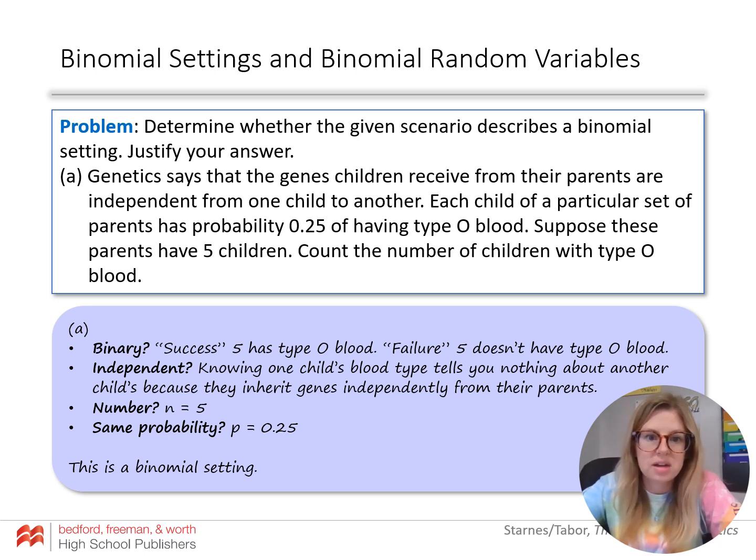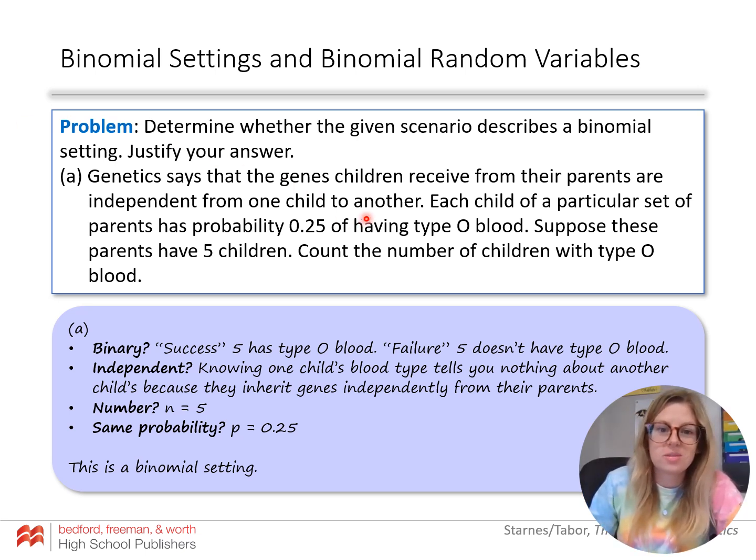Okay, so they are independent. We have a fixed number. We're just going to have 5 kids. And we're going to have the same probability. It even says each child has a probability of 0.25. So it's telling me right there, everything was in there. Okay, we've got independence. We're going to have exactly 5 children, the same probability, and we're just looking at one type of blood. So type O or not. So we hit those binomial settings.